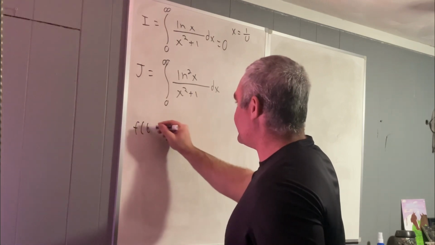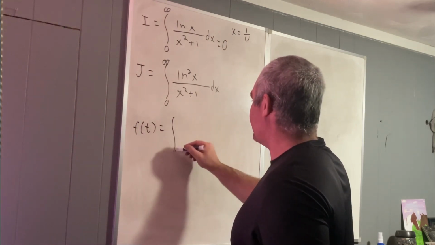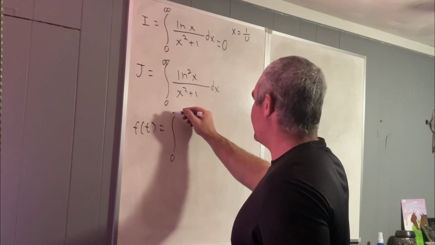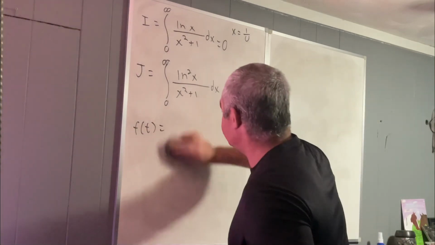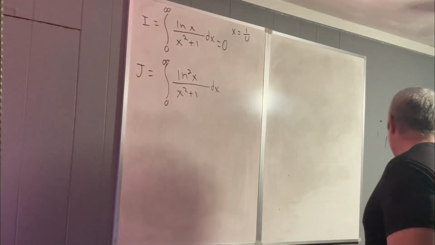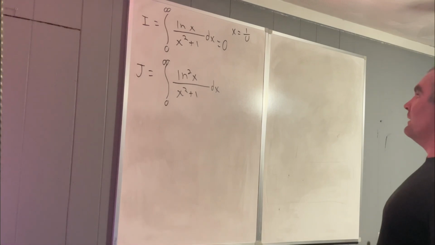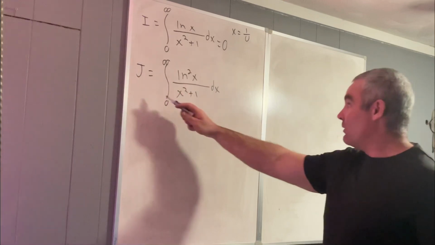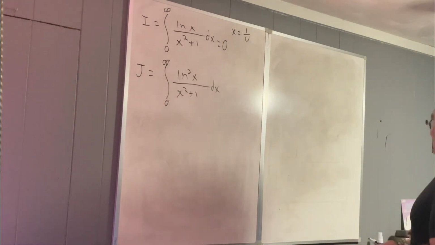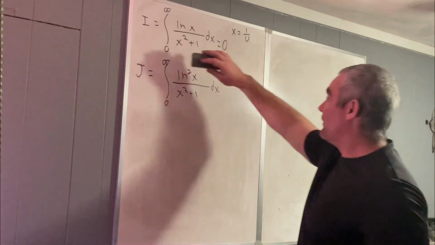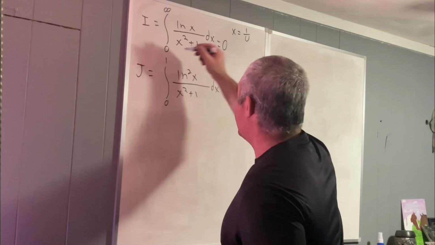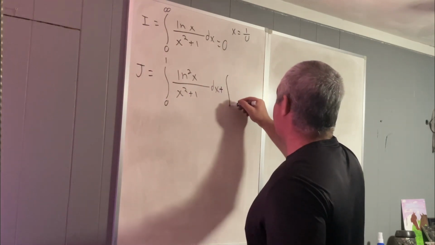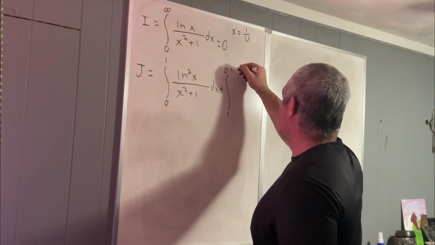We're going to create a function of t, and it's going to be equal to the integral from 0. In fact, we're not going to do that yet. What we're going to do is split up J into two separate integrals. The first one is going to go from 0 to 1. And then also from 1 to infinity.